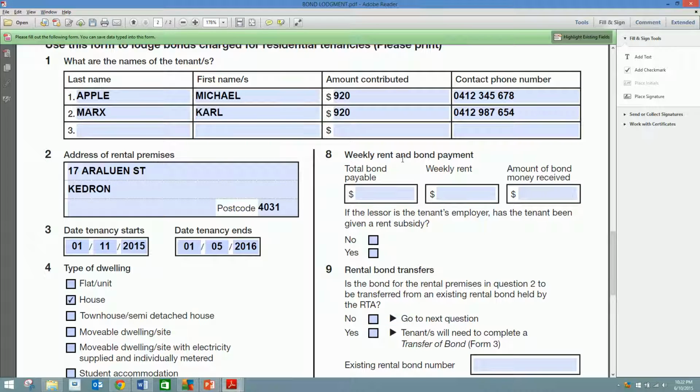The weekly rent and bond payment. So the total bond payable was $1,840. The weekly rent was $460. And in this case, we're going to say that Michael and Carl have paid their whole bond up front, so they've paid the $1,840. If the lessor is the tenant's employer, has the tenant been given a rent subsidy? That doesn't apply in this situation.